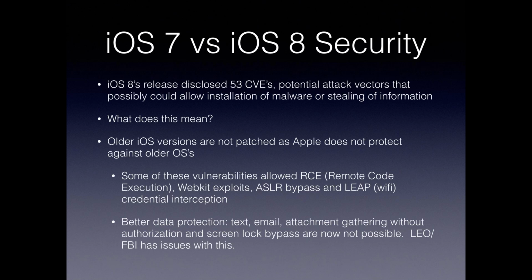Apple went beyond that and not only patched the known vulnerabilities, but also introduced better data protection. In iOS 7 and before, certain types of data were not even encrypted. That data that wasn't encrypted included texts, emails, attachments, and more. However, the FBI and law enforcement said that Apple went too far and prevents them from acquiring their target's data.